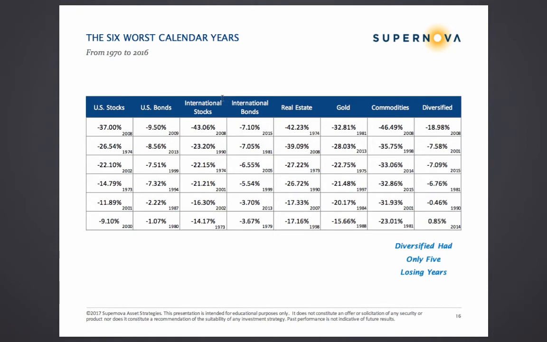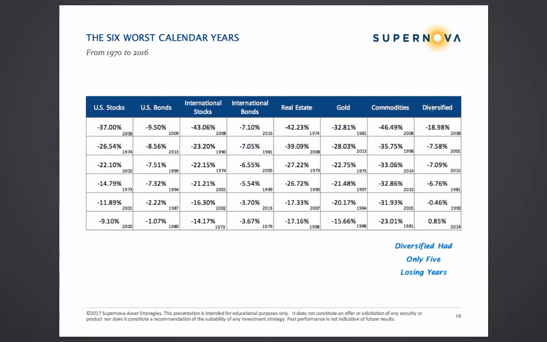This chart shows the 6 worst calendar years from 1970 to 2016, and this is how we read it. If we start with U.S. stocks on the left, U.S. stocks are a perfectly fine asset class, but of course they've had many down years, so many that we can't even fit them on this chart. U.S. bonds, this is the 10-year U.S. government bond, another fine asset class, but of course many down years. International stocks and bonds, many down years. Real estate, gold, and commodities, many down years.